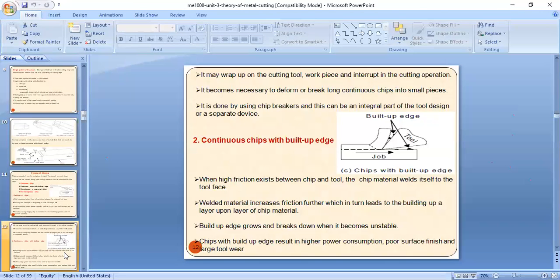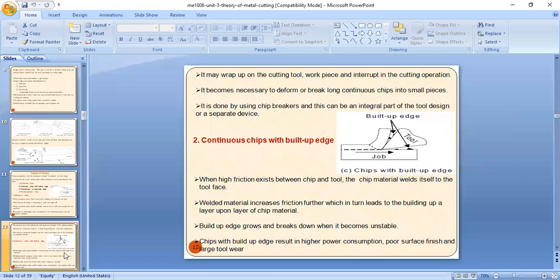Already we have discussed why, when the built-up edge is formed, unlike the continuous chip, we have high friction between the chip and tool, and the chip material will weld itself to the tool face. Whenever the chip material welds itself to the tool face, the friction increases further. So layer by layer it keeps adding to the chip material, and the built-up edge grows. It breaks down only when it becomes unstable.